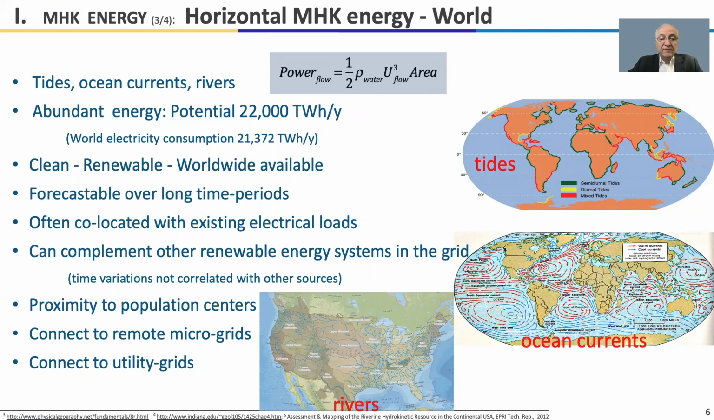And because the time variations are not correlated in any way to wind or solar, it is possible to complement other sources of renewable energy using hydrokinetic energy. Also, as we know, at least in the United States, 50% of the population lives within 50 miles from a shoreline. And so the fact that hydrokinetic energy is close to population centers is a bigger incentive to use hydrokinetic energy. All the devices can be connected either to microgrids in remote areas or large-scale utility grids.